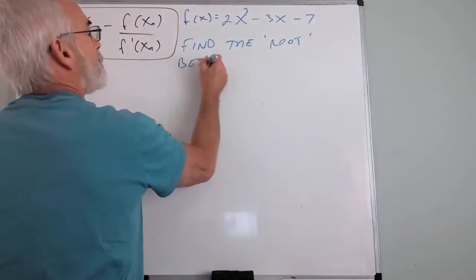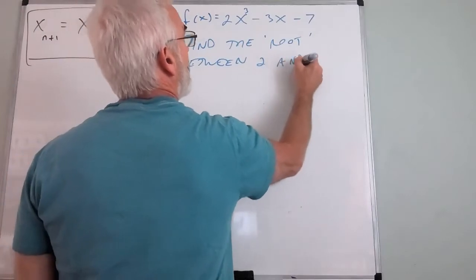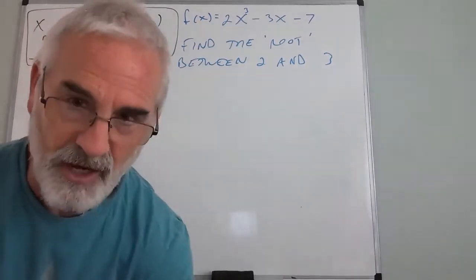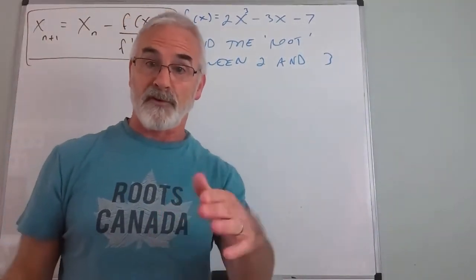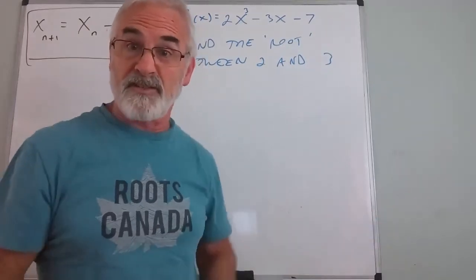Okay, how about between 2 and 3? I believe that will work. So what we're going to do is off to the side. Now there's two ways I can ask this question. I can just say find the first positive root, in which case you've got to do a little trial and error because you need to know where it crosses the axis.